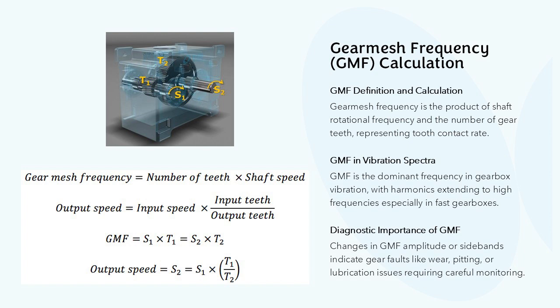The gear mesh frequency is generated by the repeated engagement of gear teeth during torque transmission. It is calculated by multiplying the shaft rotational frequency by the number of teeth on the gear. For example, if a shaft rotates at 10 Hz and the gear mounted on that shaft has 40 teeth, the resulting GMF is 400 Hz. This frequency represents the rate at which tooth contact forces are applied.